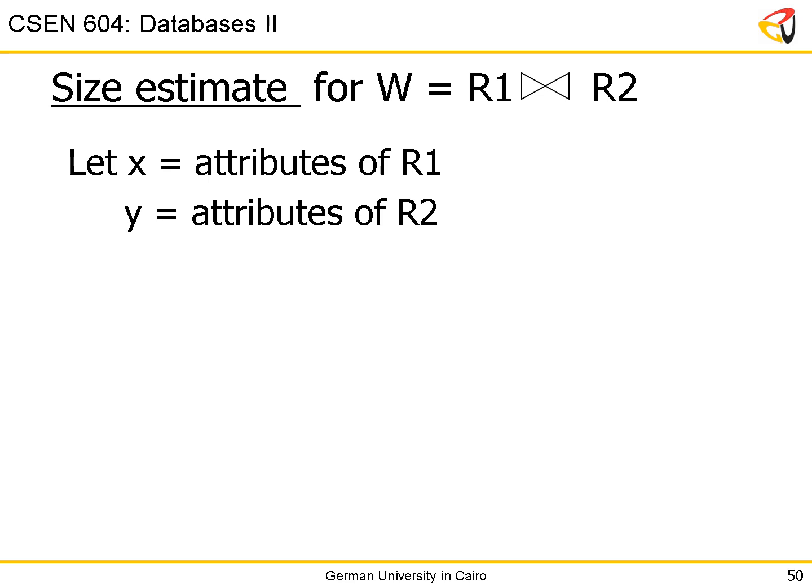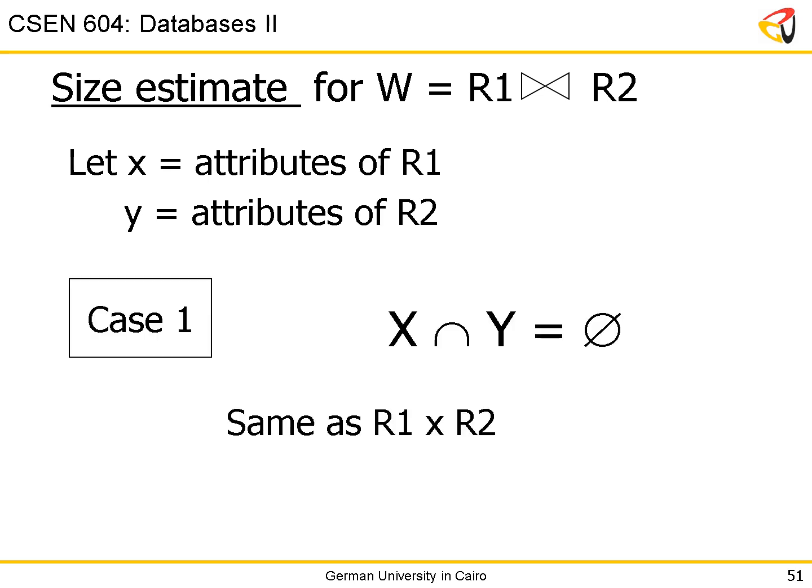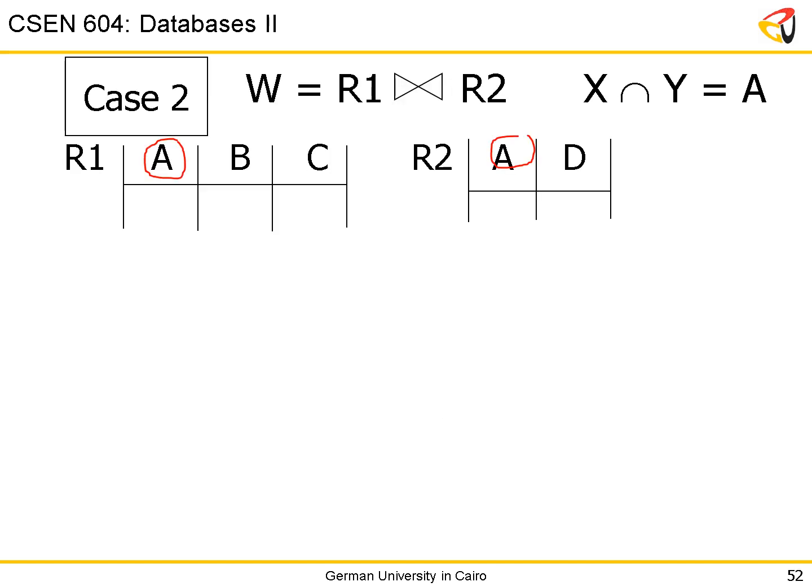Let's say I have a set of attributes in R1, a set of columns, I'm going to call them X, and those in R2, I'm going to call them Y. If there's no intersection between X and Y, I'm really doing a cross product. We've talked about that early on. What's the estimated size of a cross product? We're just going to skip this one. It's a trivial case. Let's go to case 2.